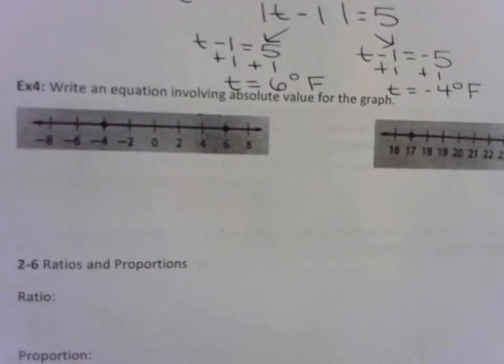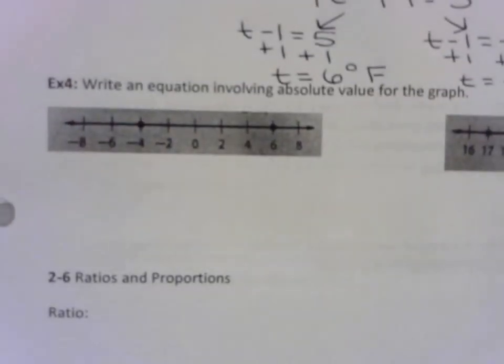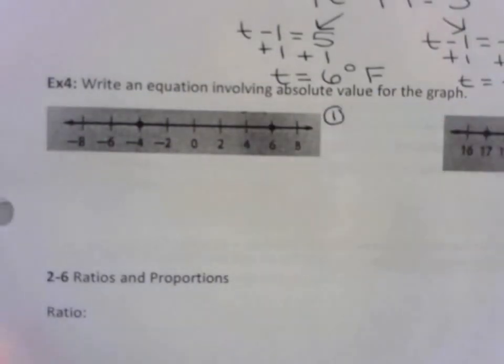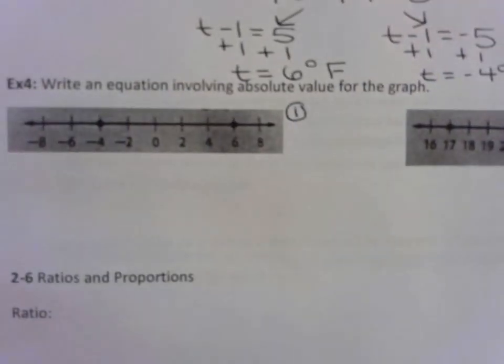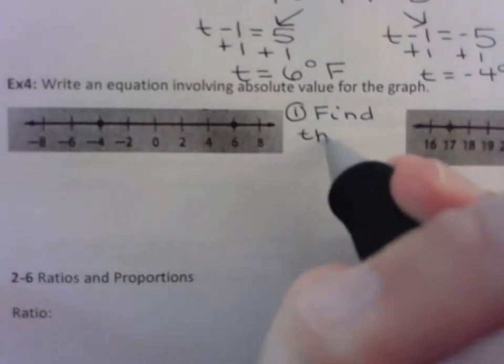Okay, now let's look at example 4. Example 4 is a little different. I give you the graph. I want you to write the equation involving an absolute value. Absolute value is the distance from a number. So what you need to do first with example 4, these are a little tricky. Step 1, find the middle number.